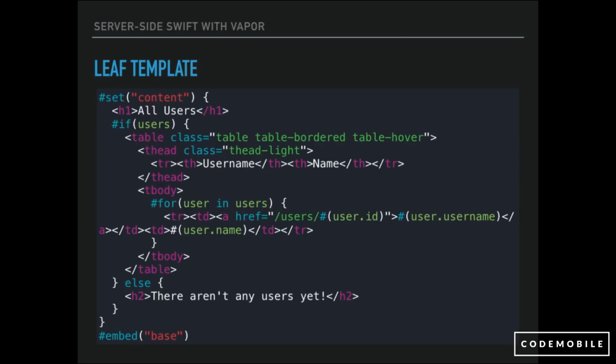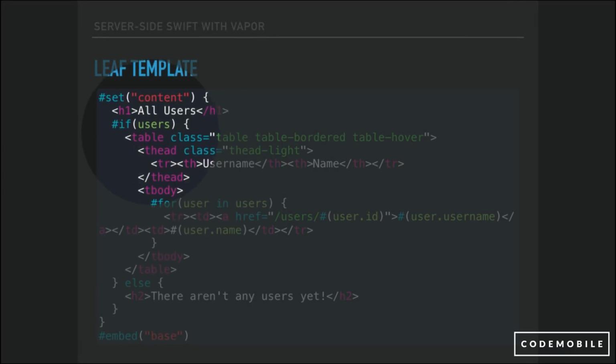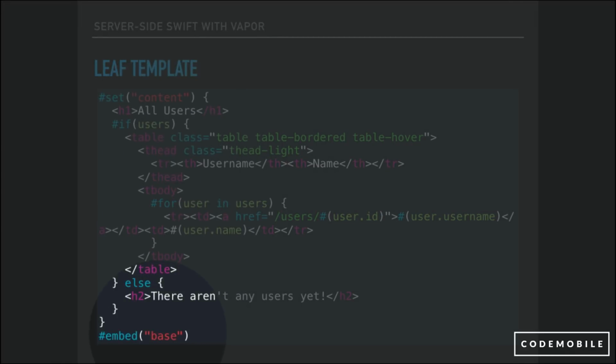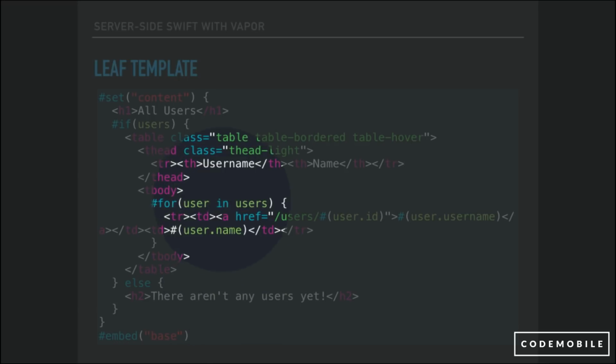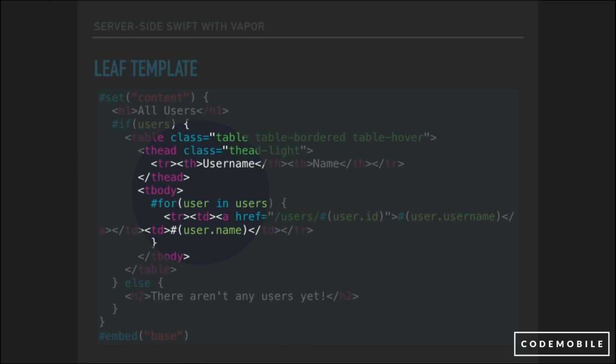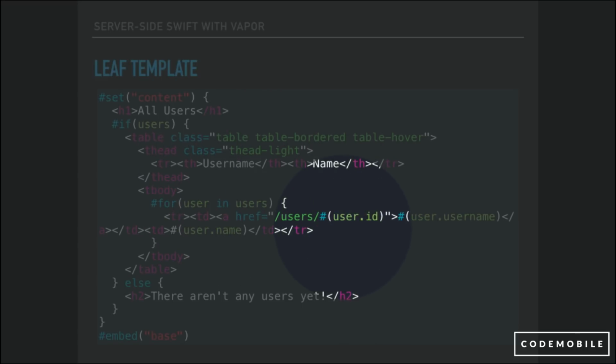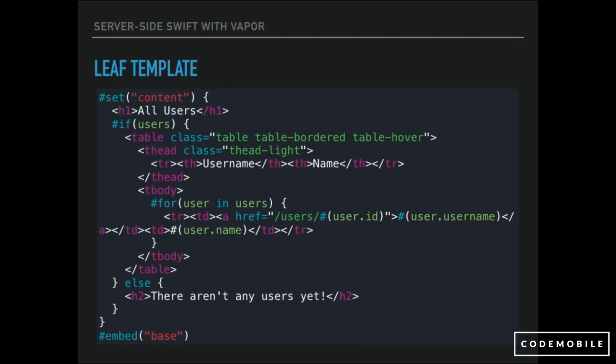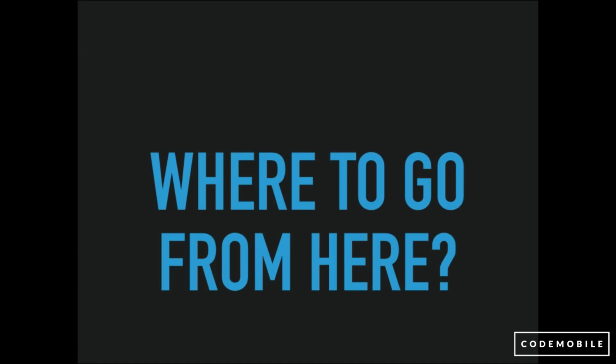And this is what the Leaf template looks like. It's a lot of HTML, and just shows how horrible HTML is compared to Swift. But you set the content, and then you can embed your base, and this is how you embed templates in other templates. And then you've got your if users, so if you have any users, do this, otherwise just show a nice message. And then you simply use a for loop and loop through all the users, and then you can use this hash notation to extract out the ID and the username and the name. And because it's all Codable, it just simply works. It's really, really powerful.